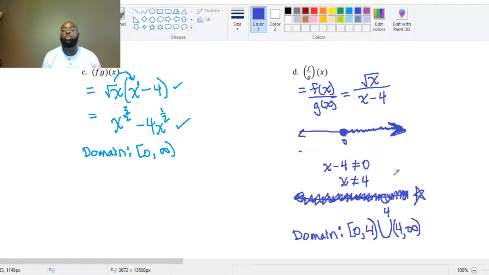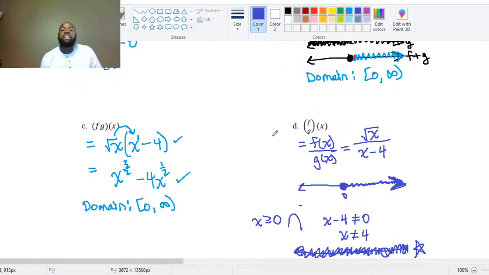That is where these two number lines overlap. That is where x values greater than or equal to 0 intersect with x does not equal 4, all right? This is how we write it in interval notation. So this is the domain of f divided by g.